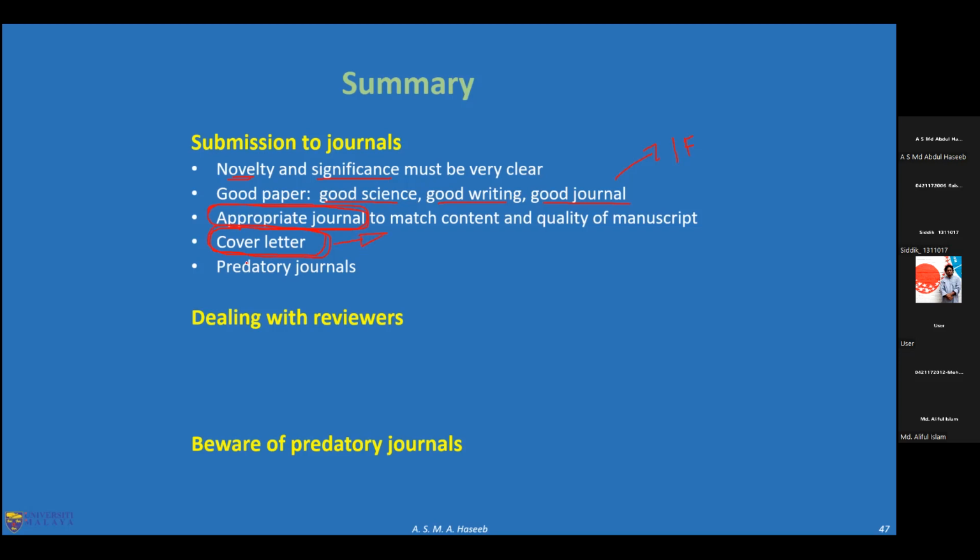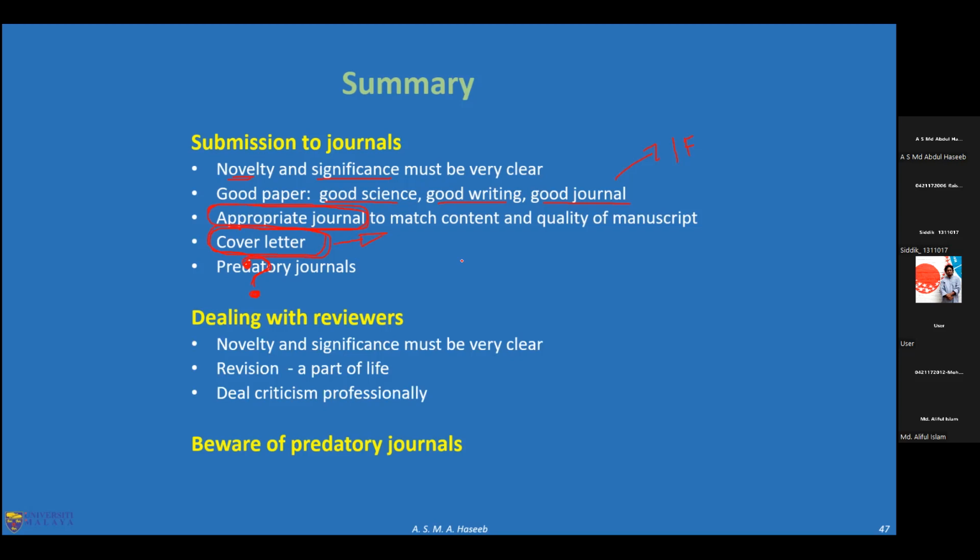Be aware of predatory journals. Never ever publish anything in those predatory journals. If you have any doubt, please talk to your supervisor. When you deal with the reviewers, you have to think again that novelty and significance are critical issues, like for the editor. So you have to convince them.